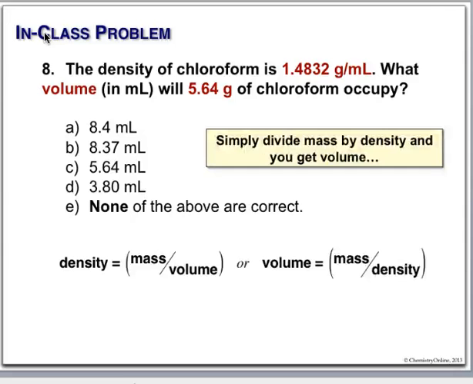Okay, so we just go up to our problem. Here is our mass, 5.64. Here's our density. We simply divide it out. We are working to three significant figures, aren't we? Therefore, 3.80 would be our appropriate answer. Just divide 5.64 by 1.4832.